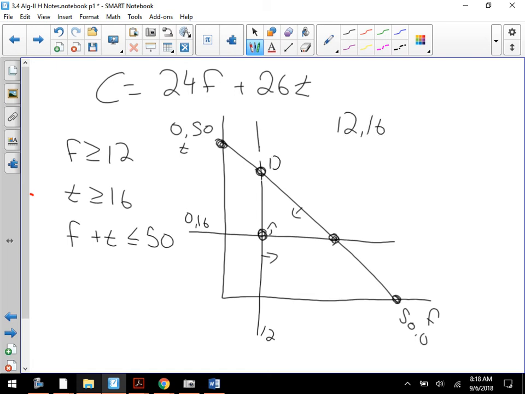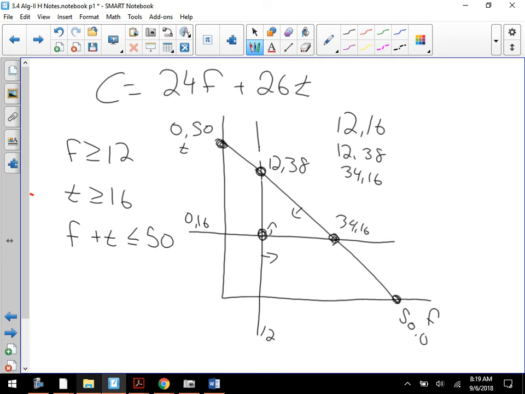This one is 12. 12 plus what is 50? Remember that's in the line x plus y is 50. So you get what, 38 there, I believe? Yes. In unison. And this one would be 34, 16? Yes. So we have 12, 16, 12, 38, and then 34, 16.